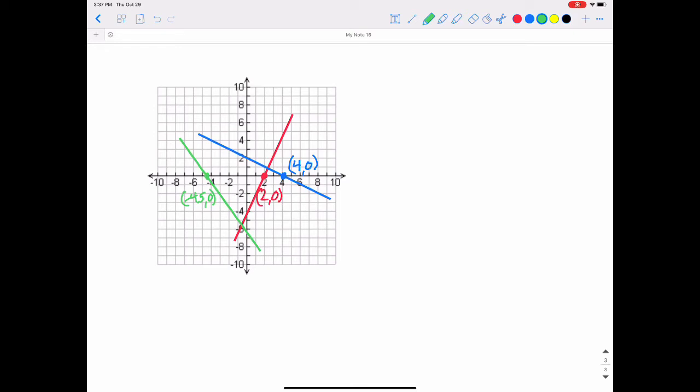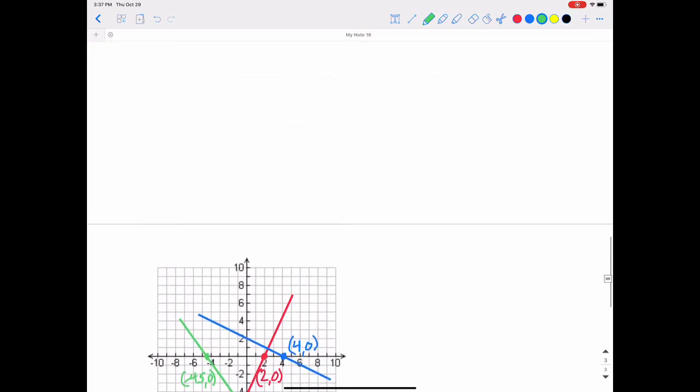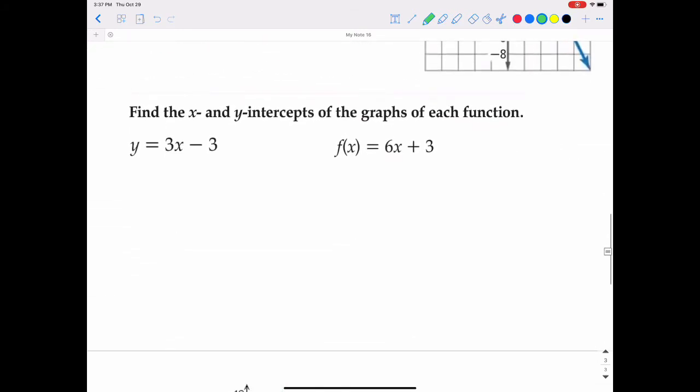So what do all three of those points have in common? All three of those points have the same y value. The y values are all 0. That's because as soon as you touch the x-axis where the x-intercept is located, the y value is always going to be 0. So, in order to find an x-intercept, what we're going to do is set y equal to 0 and solve it. So for an x-intercept, set y equal to 0 and solve.